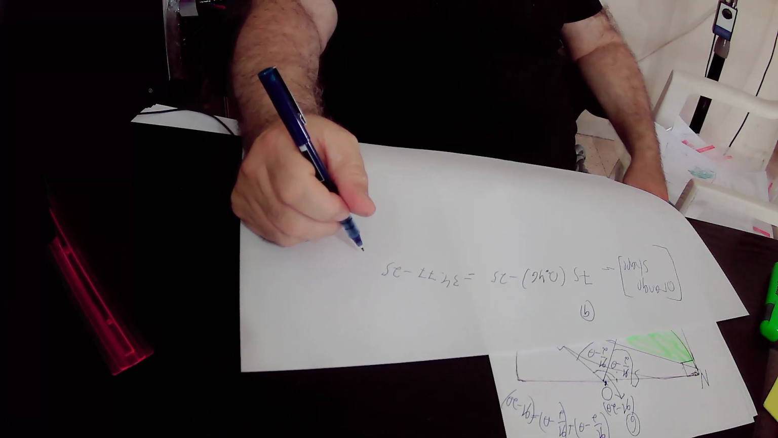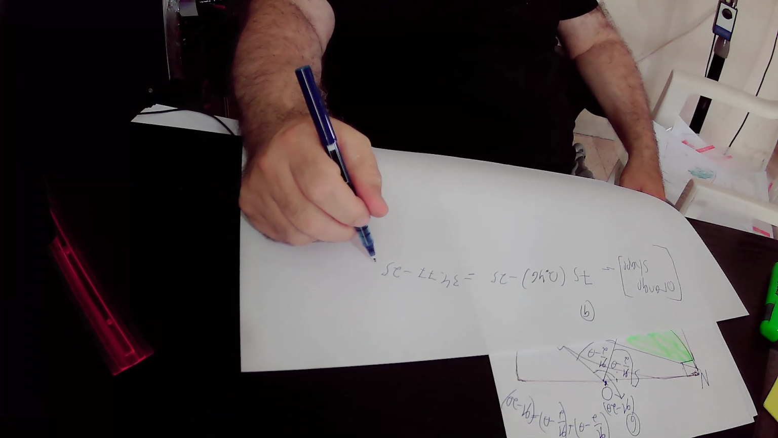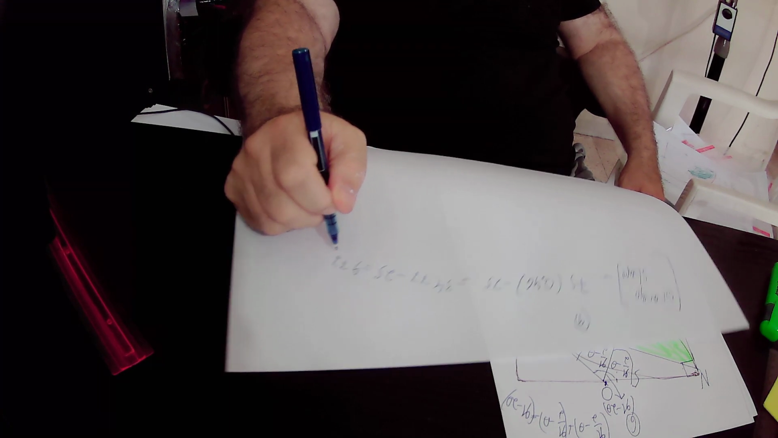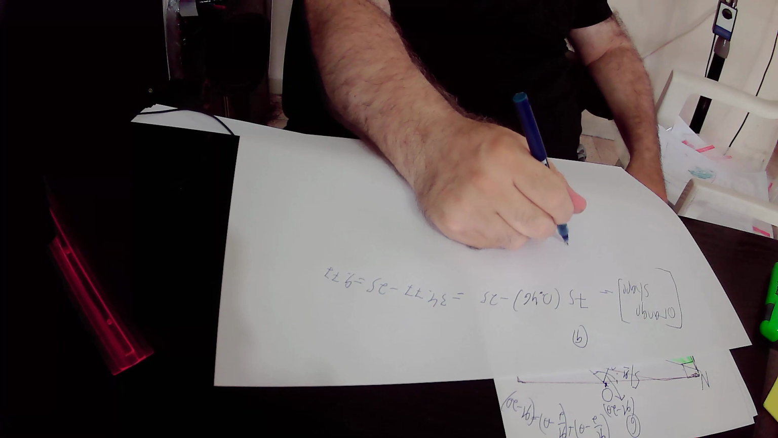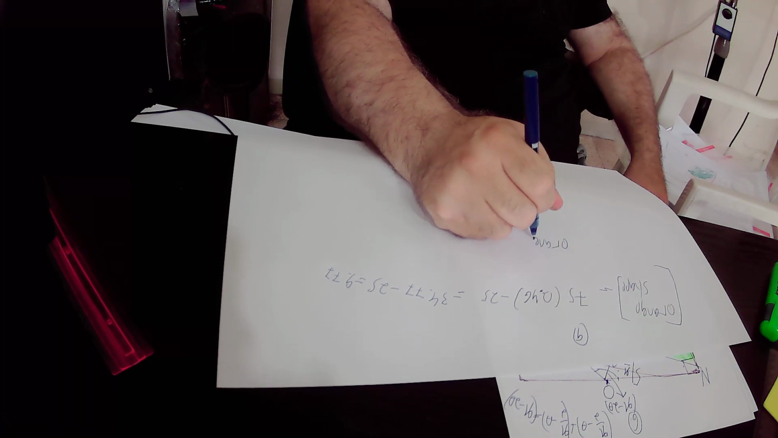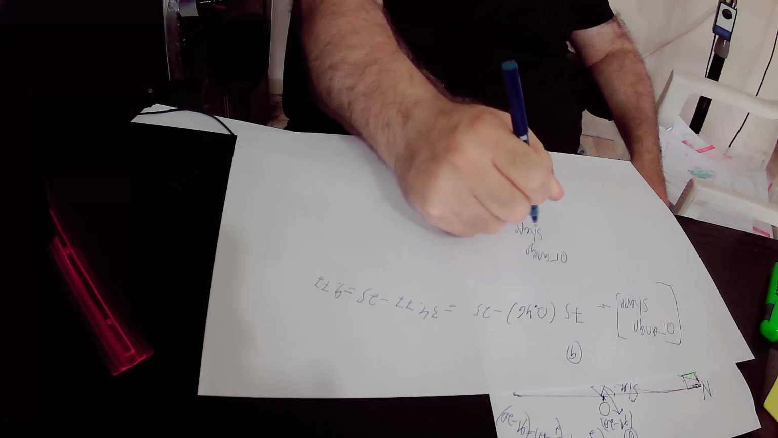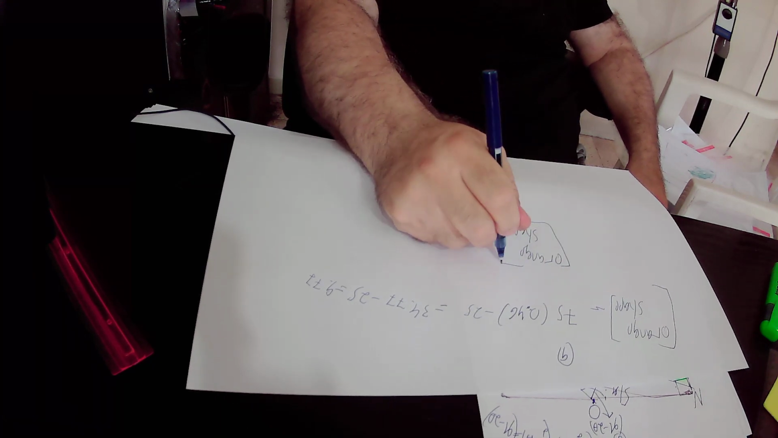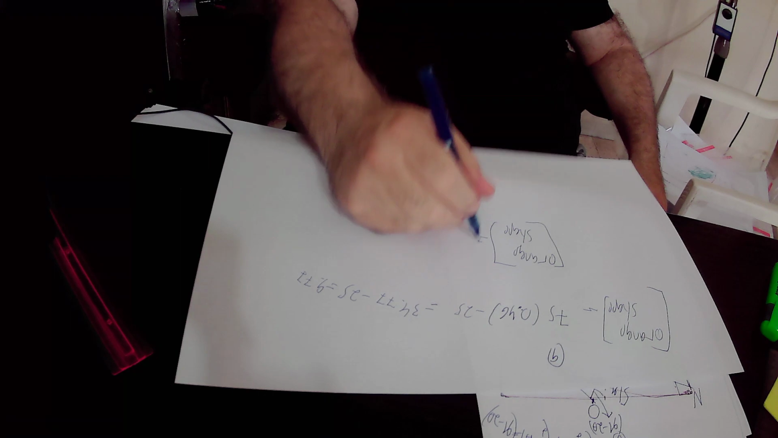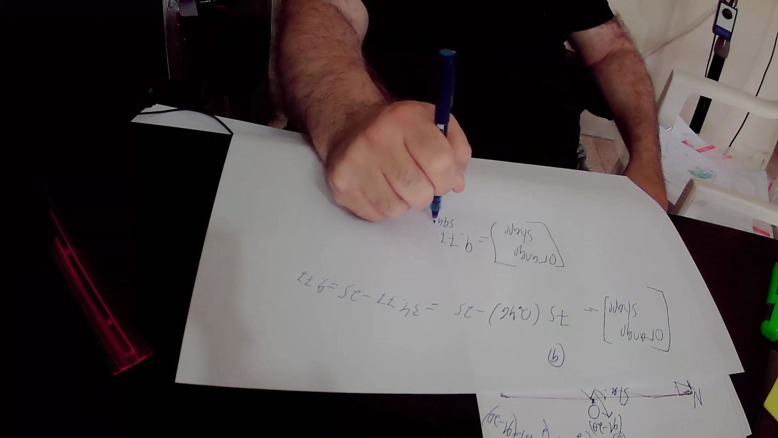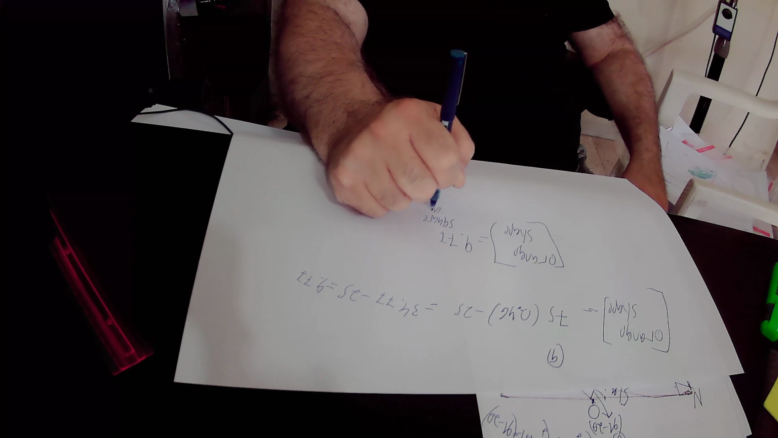And 34.77 minus 25 is 9.77 square units. So we found out that the area of the orange shape that we are looking for is equal to 9.77 square units.